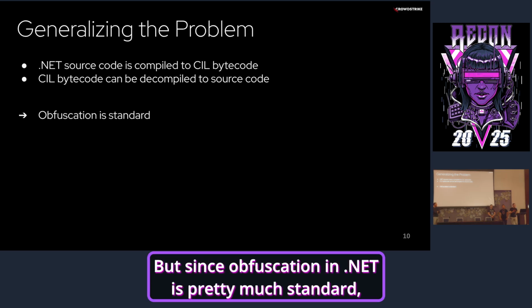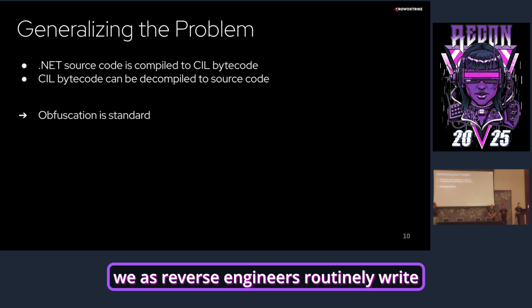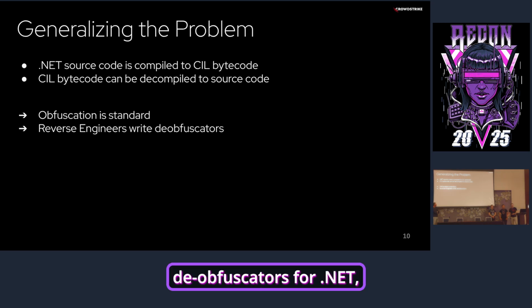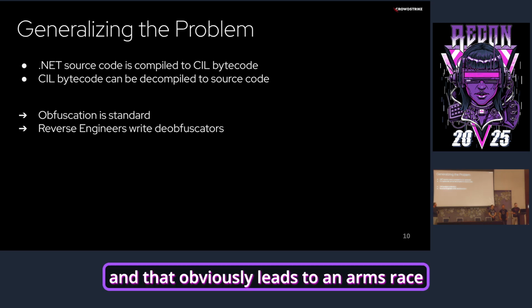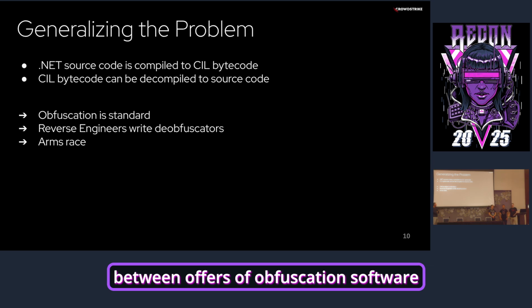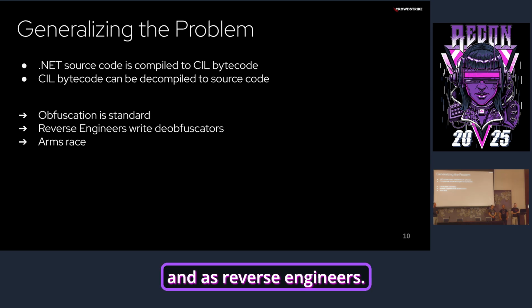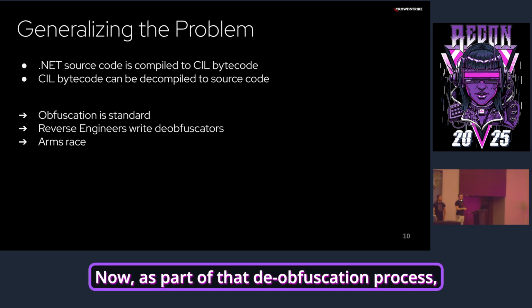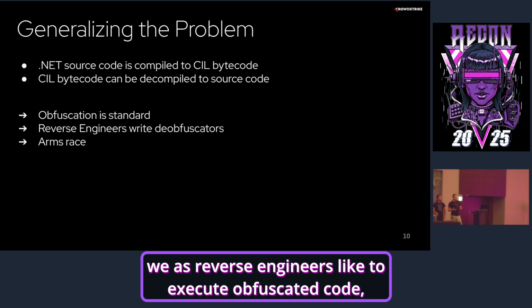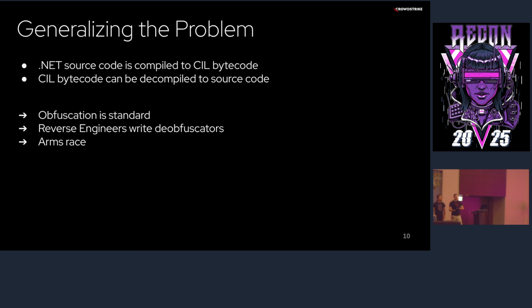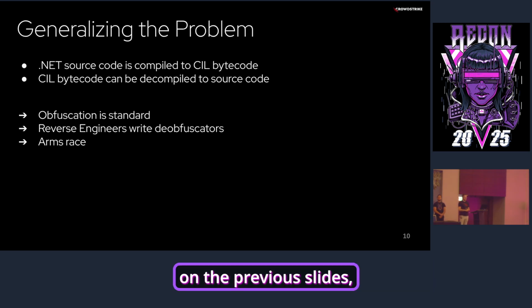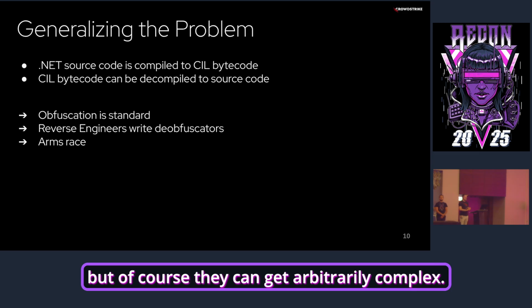But since obfuscation in .NET is pretty much standard, we as reverse engineers routinely write deobfuscators for .NET, and that obviously leads to an arms race between authors of obfuscation software and us reverse engineers. Now, as part of that deobfuscation process, we as reverse engineers like to execute obfuscated code, so we don't have to emulate the whole thing. And of course, the authors of obfuscation software are trying to prevent that, which is why they include runtime checks, just like that stack check that we saw on the previous slides. But of course, they can get arbitrarily complex.